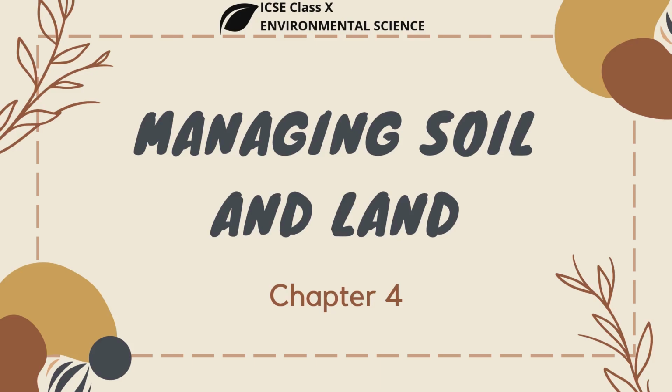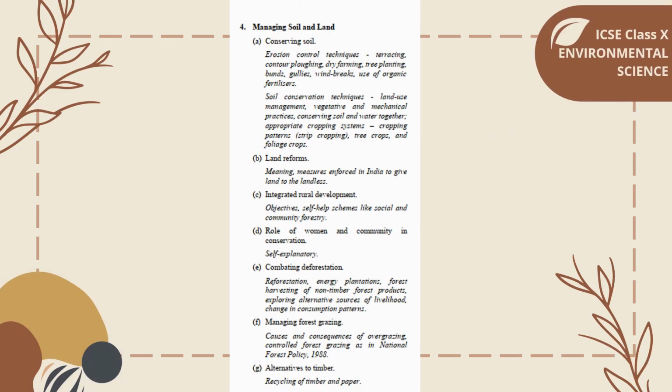Hello all. In this video, we'll be dealing with the fourth chapter of the environmental science syllabus. Now, this chapter is on managing soil and land. So, we'll be talking about this chapter in 7 different topics. The first one is where we'll be talking about soil conservation techniques. So, we'll see what is soil erosion and then how we can control it using different types of techniques.